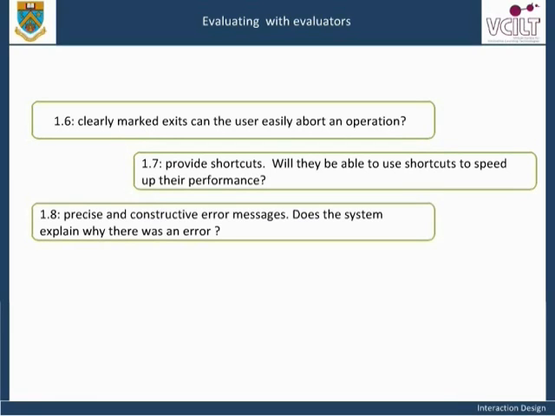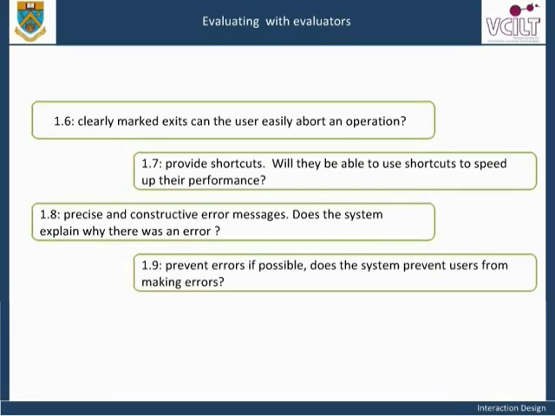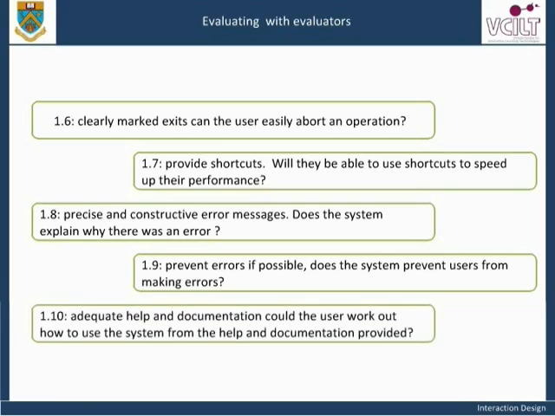1.8 Precise and constructive error messages. Just telling the user that there was an error does not help them to understand the system. Does the system explain why there was an error and what could be done about it? 1.9 Prevent errors. If possible, does the system prevent users from making errors? E.g. if a field requires only numerical data, does the system prevent the user from entering letters? 1.10 Adequate help and documentation. Could the user work out how to use the system from the help and documentation provided?